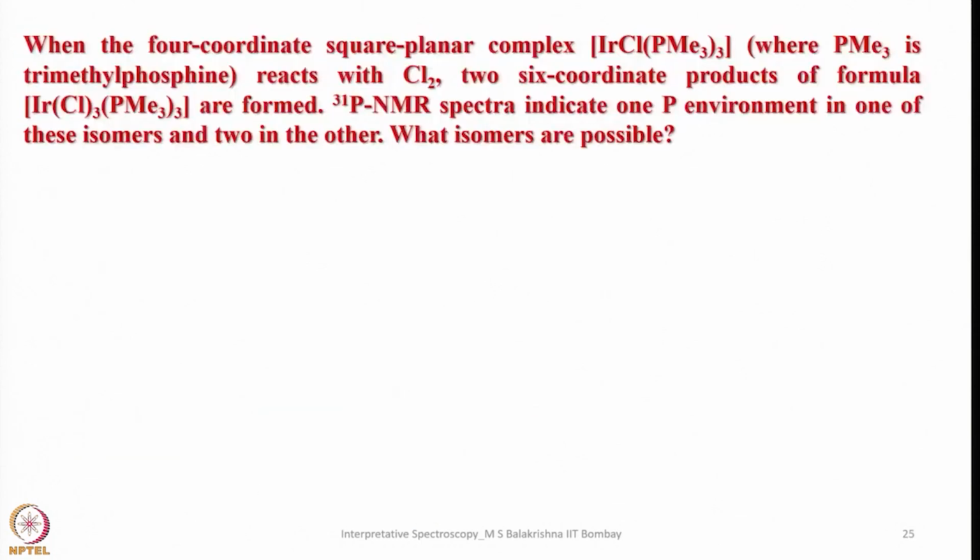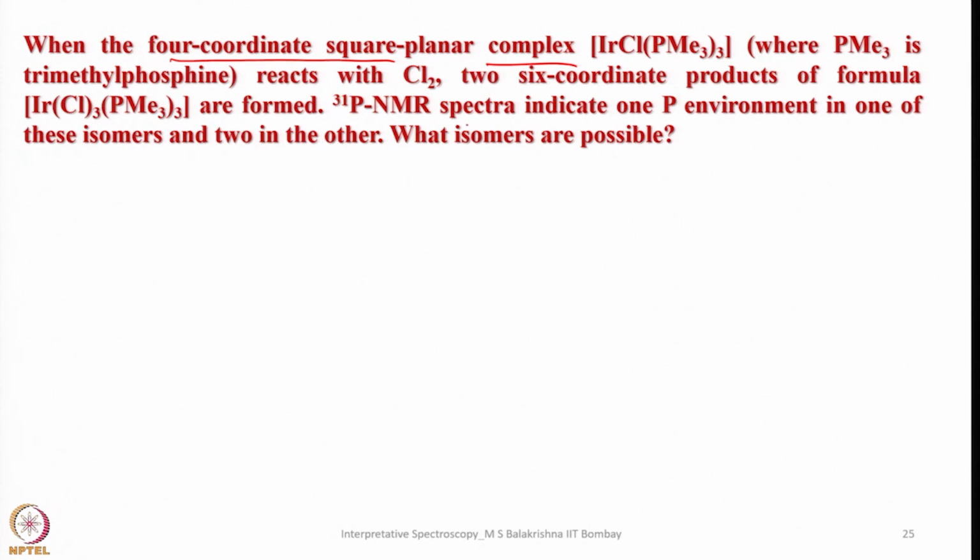So now I have another interesting reaction here. This is with tris-trimethyl phosphine chloroiridium. When the 4-coordinate square planar complex IrCl(PMe3)3, where PMe3 is trimethyl phosphine, reacts with chlorine, two 6-coordinate products of formula IrCl3(PMe3)3 are formed. So that means we are adding chlorine oxidatively to iridium-1 to form an iridium-3 compound having 6 coordination. From a square planar 16 electron complex, it forms an octahedral 18 electron complex. Iridium changes from +1 to +3.